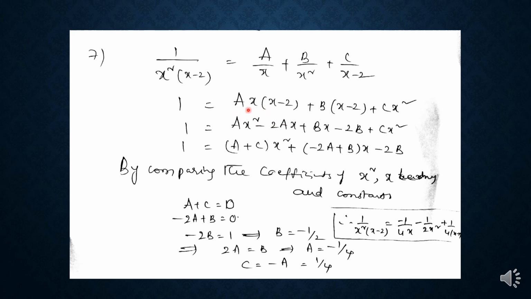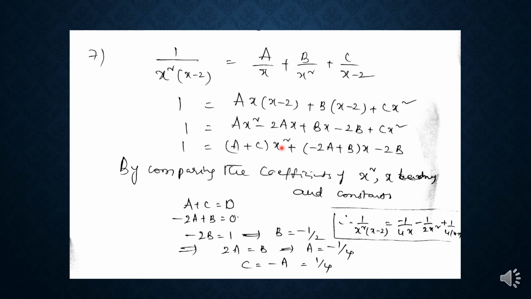By expanding these terms, ax square minus 2ax plus bx minus 2b plus cx square. So first write the x square terms together, that is ax square plus one more x square term, cx square. So by taking x square as common, we can write it as a plus c into x square. So this is the x square term. So what is the coefficient of x square term? a plus c. Similarly, write the x term: plus minus 2a plus b into x. This is the x term. And what are the constants here? Only one constant is there, that is minus 2b.